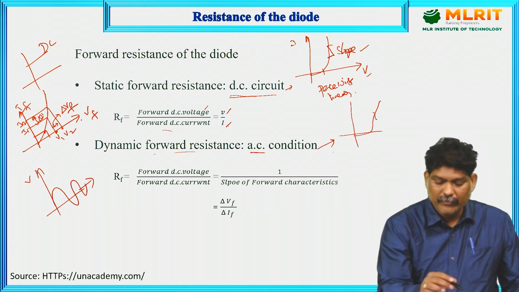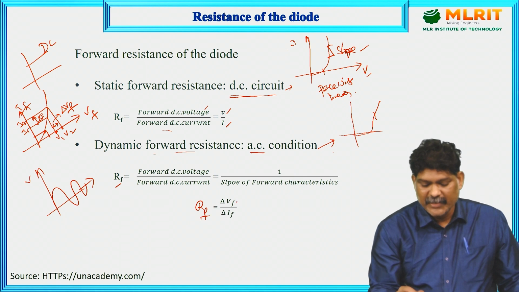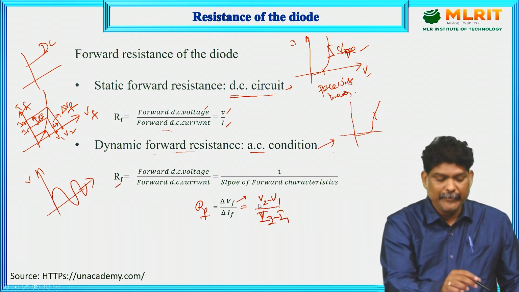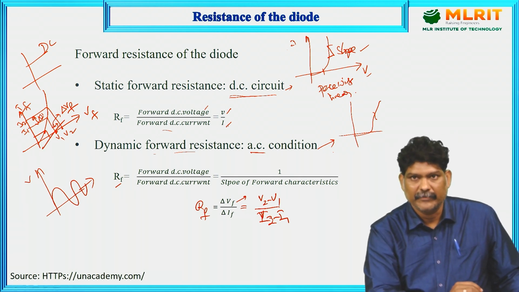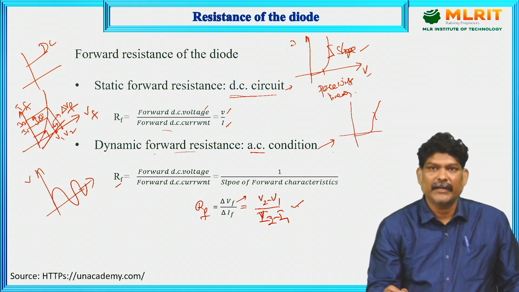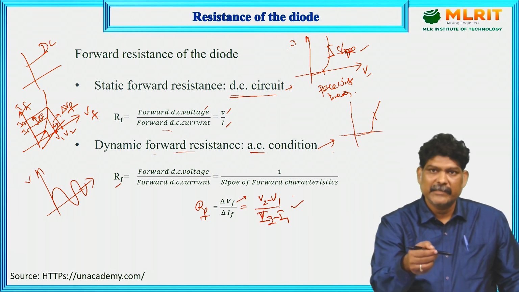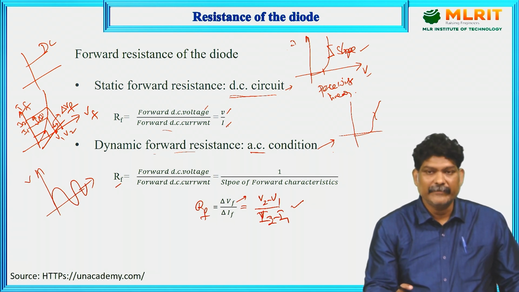So, therefore, now coming to the RF. RF is given by change in voltage, that is delta VF by delta IF. That means V2 minus V1 by I2 minus I1. So, which can be obtained from this VI characteristics of the diode. So, this way we are able to calculate the forward resistance of the diode, that is static resistance and dynamic resistance of the diode. Now let's come to the reverse resistance.